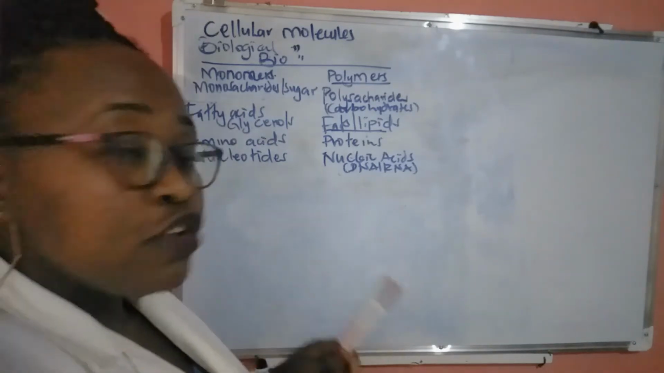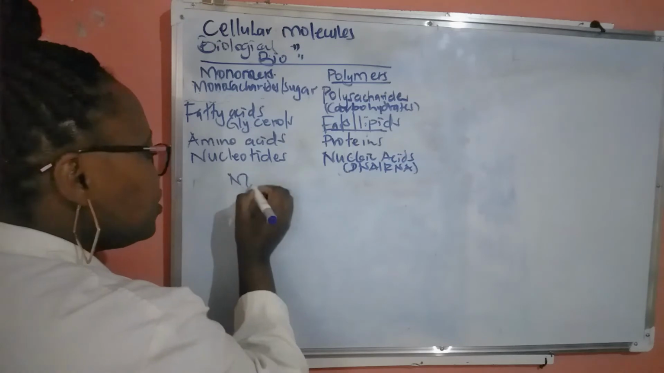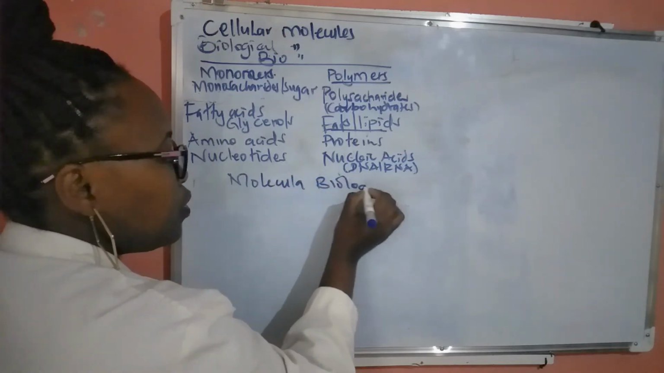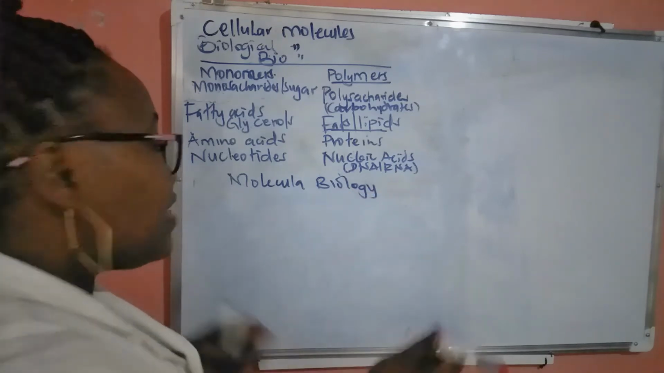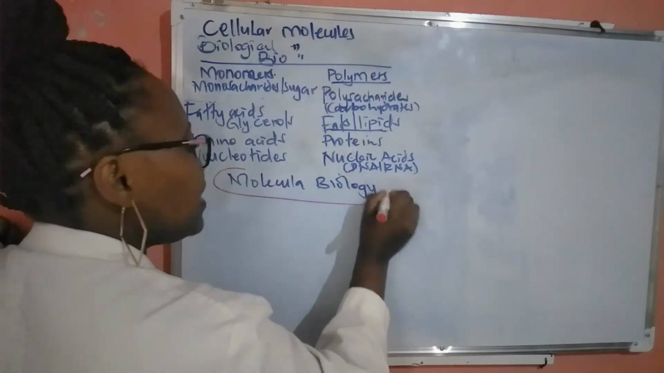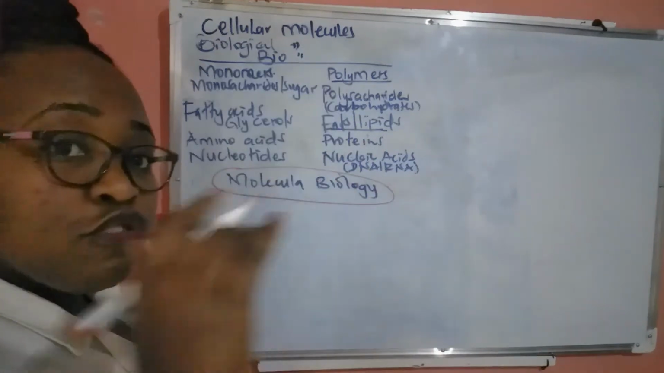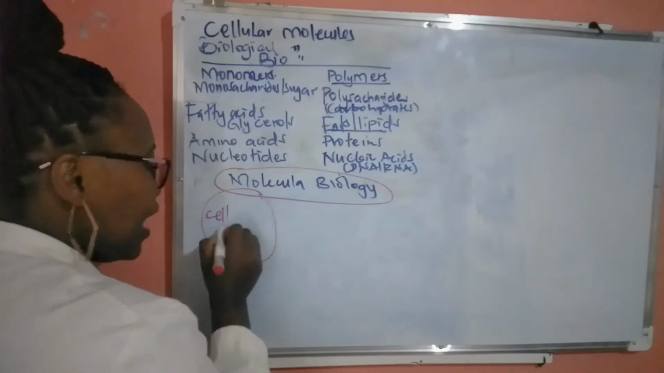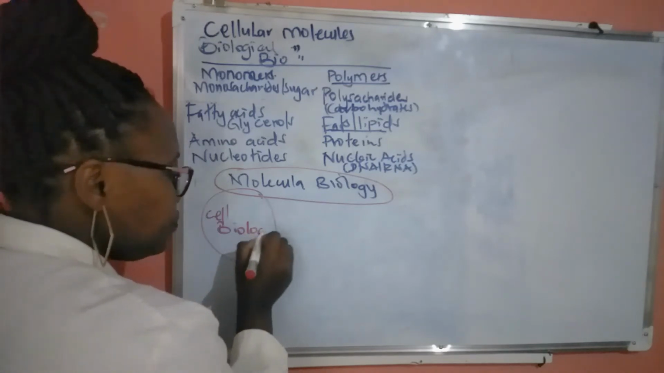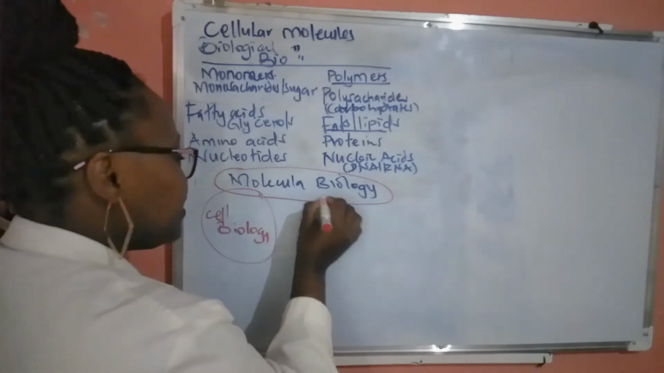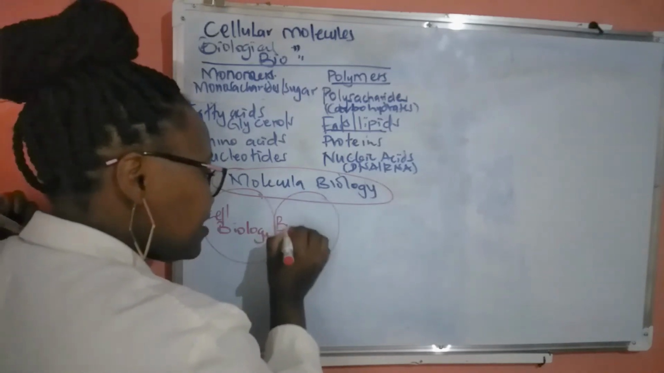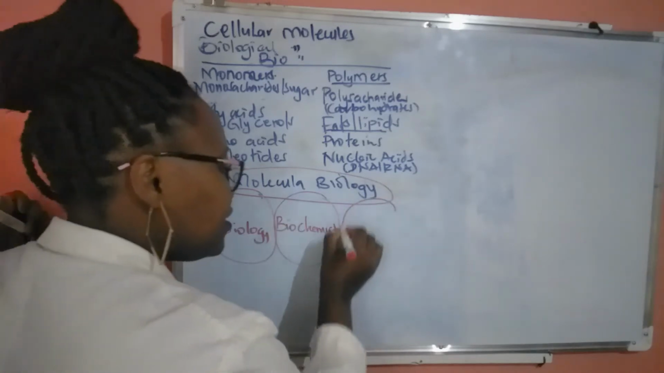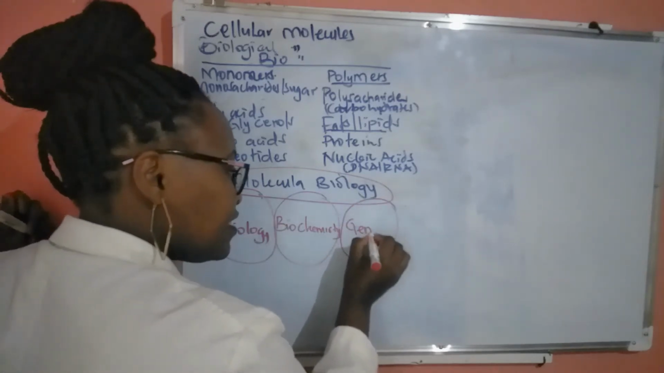Now from here, we are going to define what is molecular biology. Molecular biology is a field that overlaps into 3 other studies. The first study is called cell biology. The other field is called biochemistry. And the other field is called genetics.